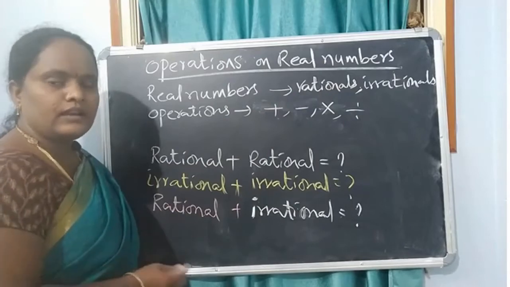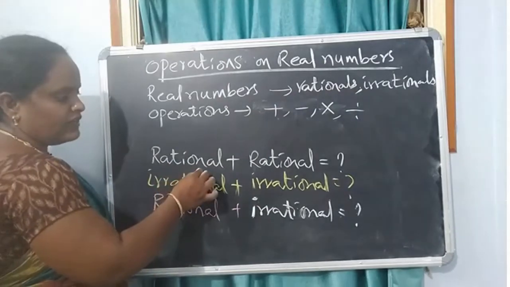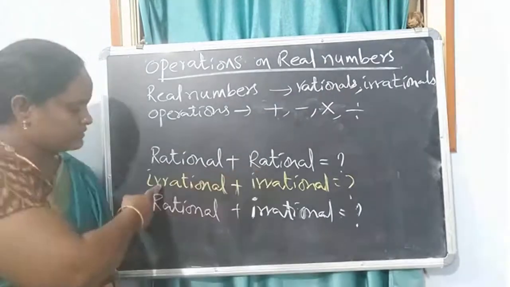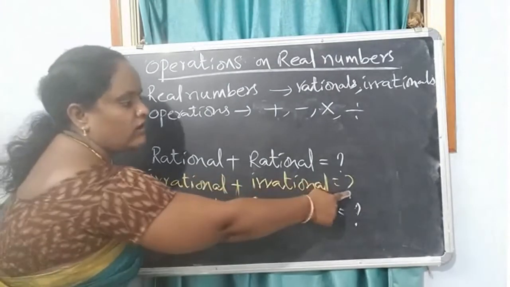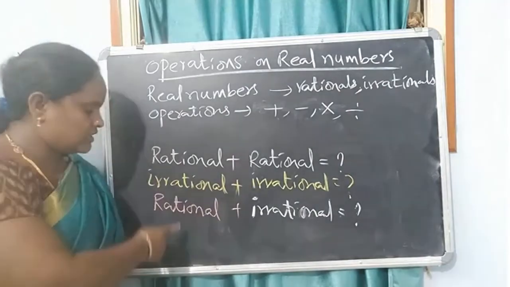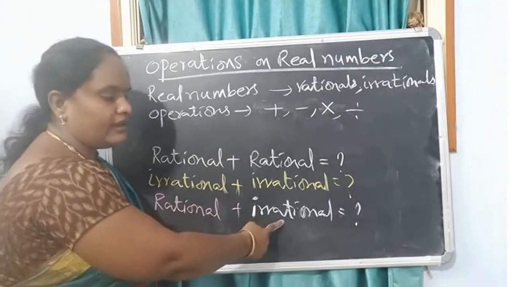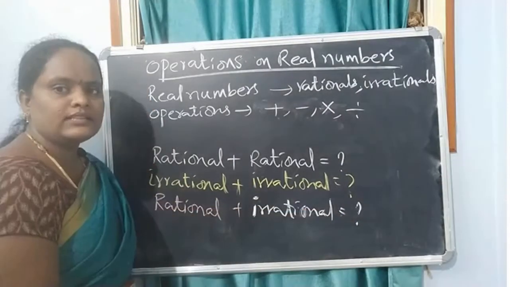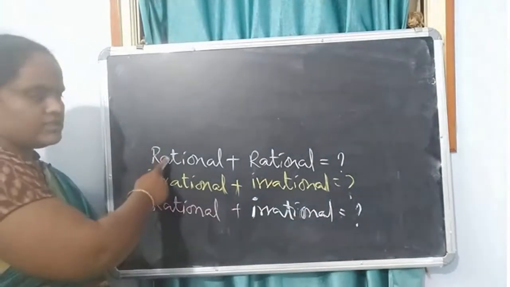And here let us see what will happen if we add rational plus rational. Next, if we add irrational and irrational, what is the number we are going to get, whether it is rational or irrational. If we take one rational and one irrational, what is the number we are going to get? Let us observe it. So these are the 3 cases, case 1, case 2, case 3.